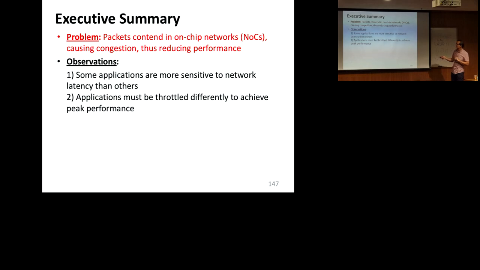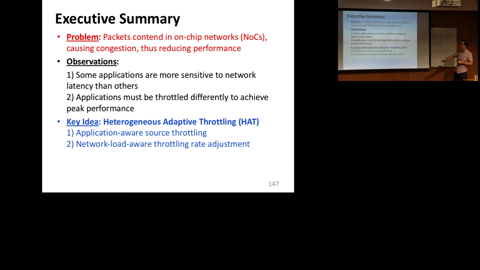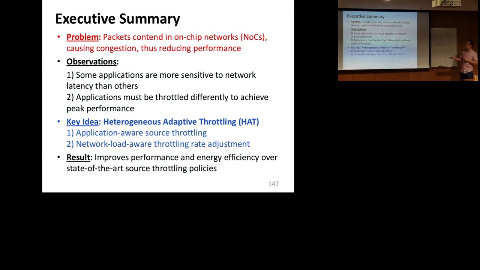Some applications are more sensitive to network latency than others. Obviously, we saw that in memory scheduling. It's very similar here. And applications must be throttled differently to achieve peak performance. That's the idea over here. We have a heterogeneous adaptive throttling mechanism. It's application-aware source throttling: you decide which applications to inject when, and you look at the network load to adjust the throttling rate. Basically, it improves performance and energy efficiency over other throttling policies, and it gets these bufferless networks much closer to the buffered networks.